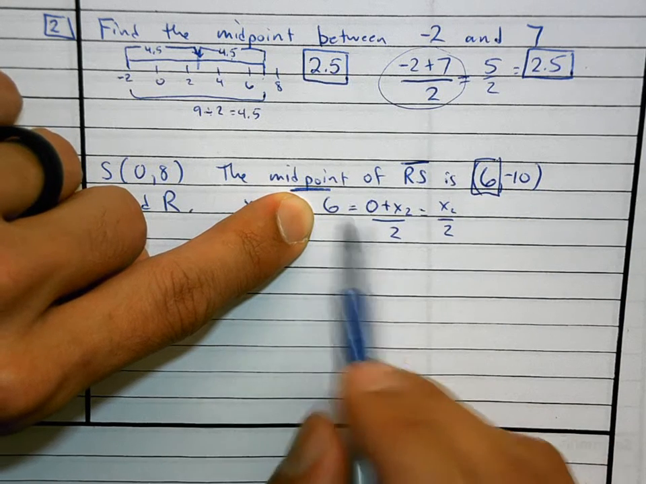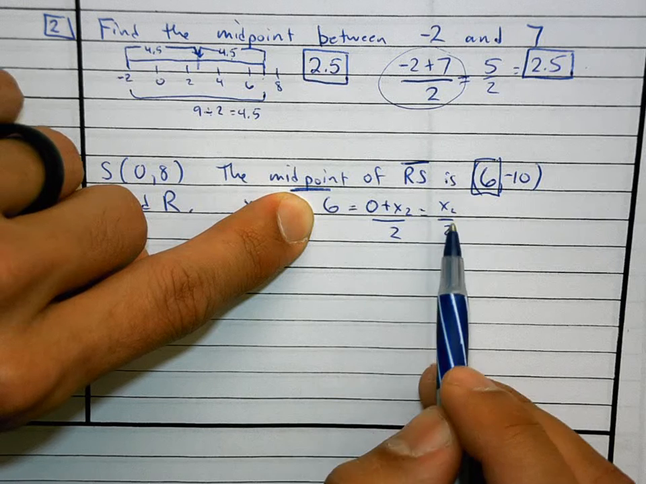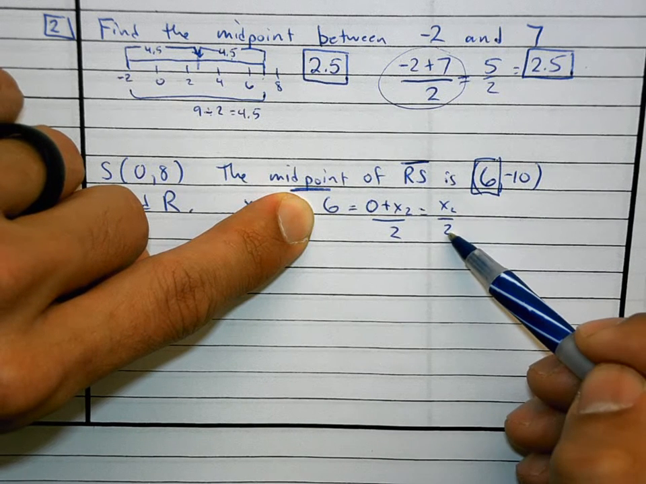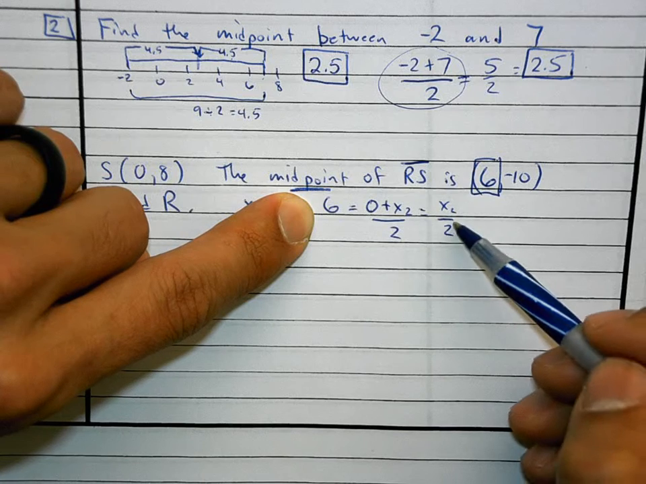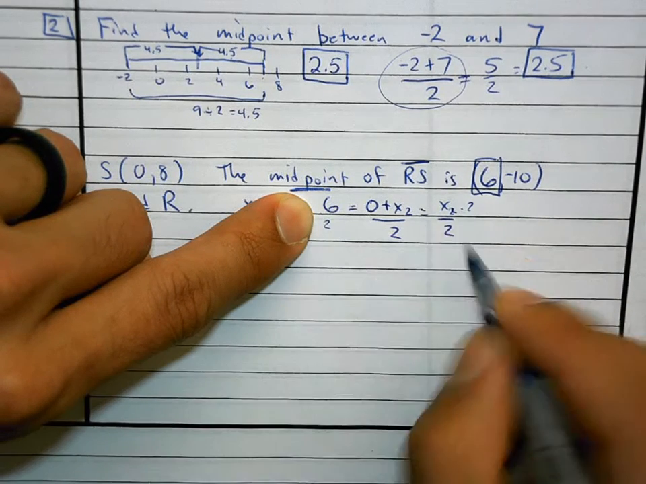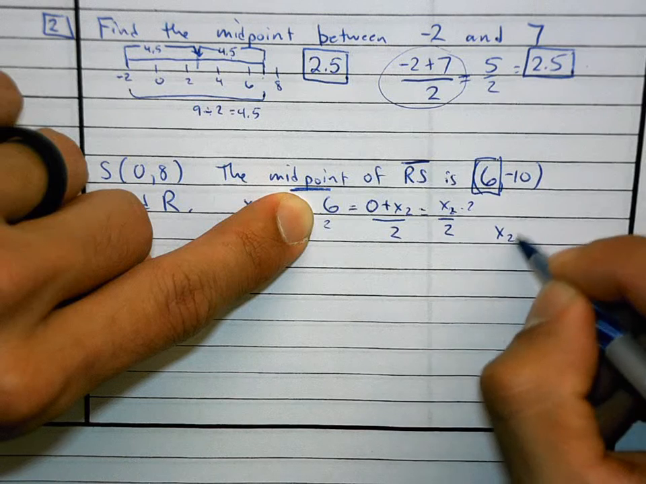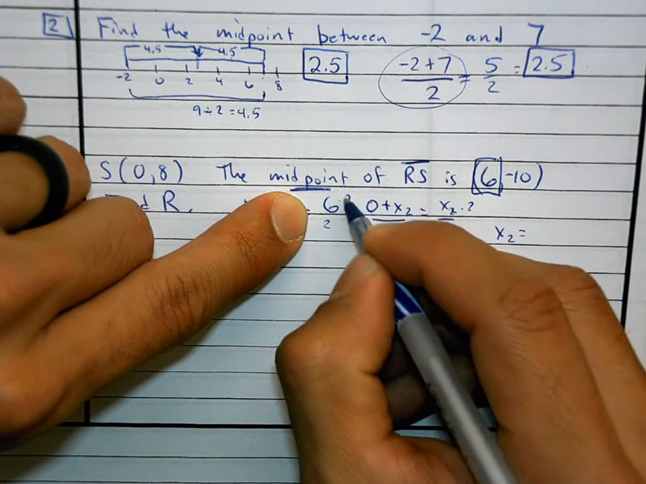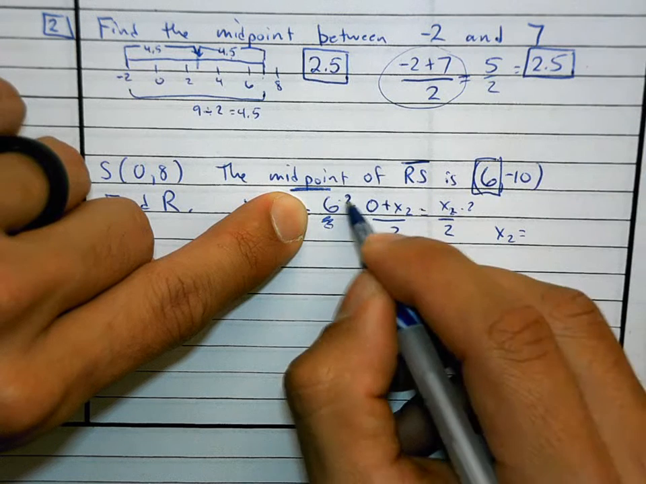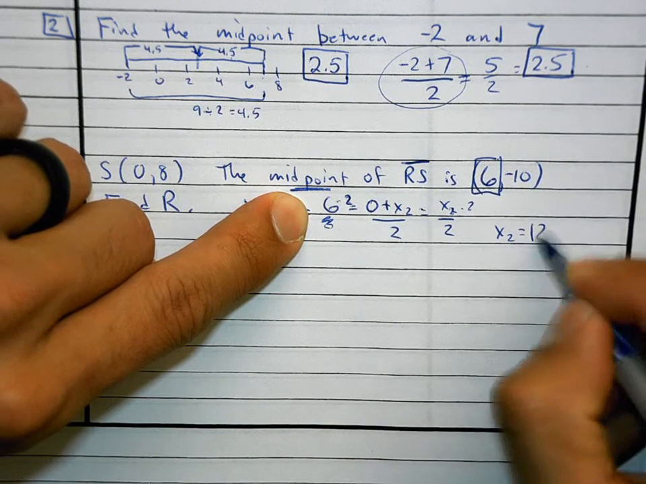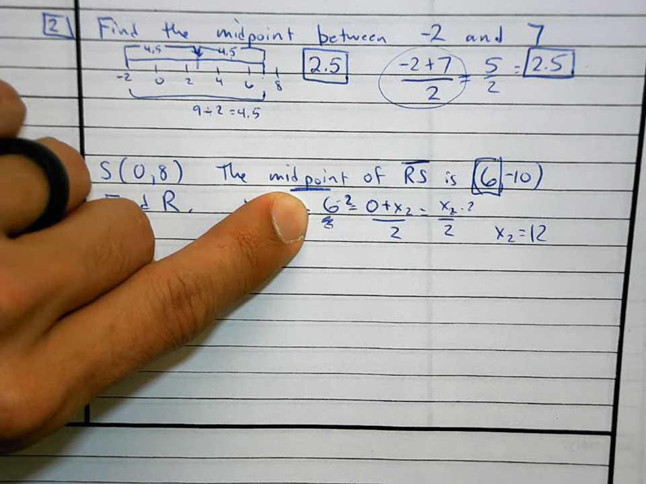And since I have 6 equals x2 over 2, all I need to do is the opposite of divided by 2. What is the opposite of dividing by 2? So what is x2 going to be? What's times by 2? I should be putting times by 2. All right, let's do it like that. What is 6 times 2? And that is our x coordinate.